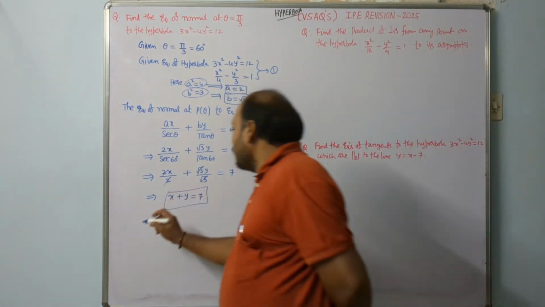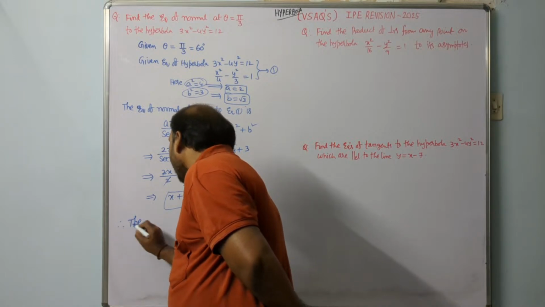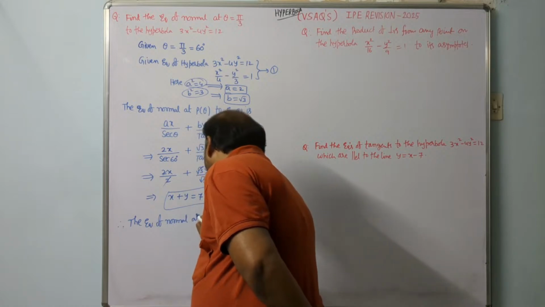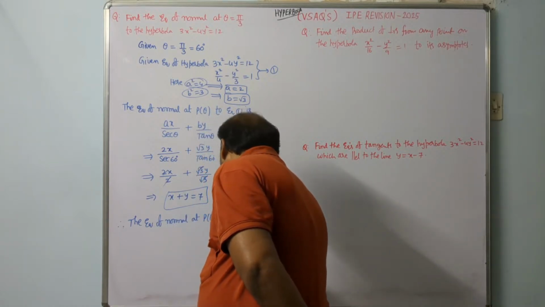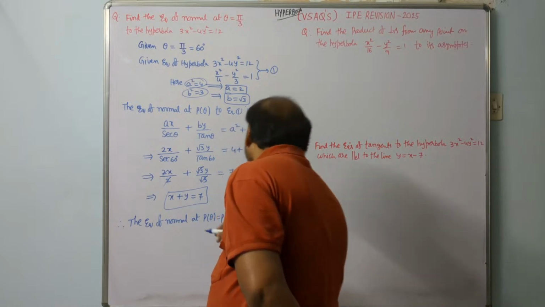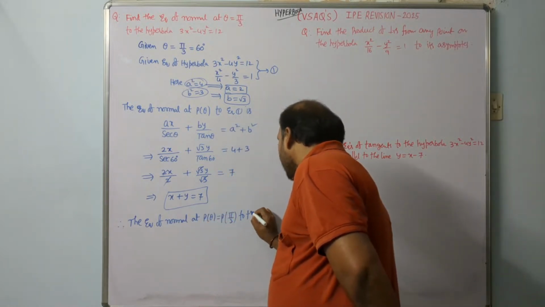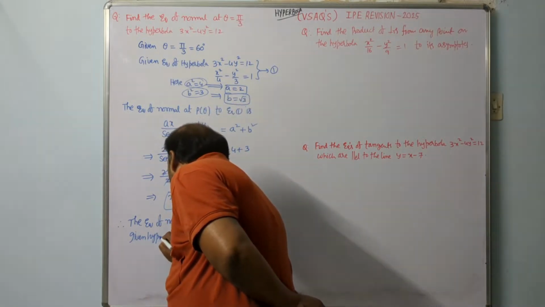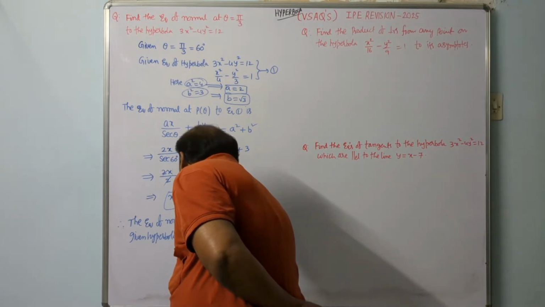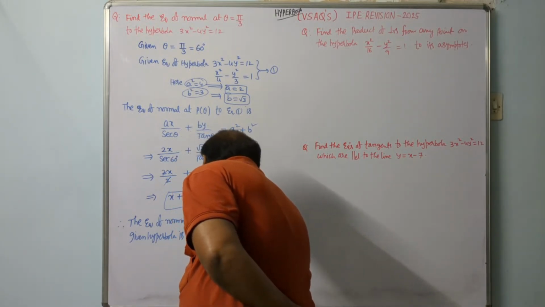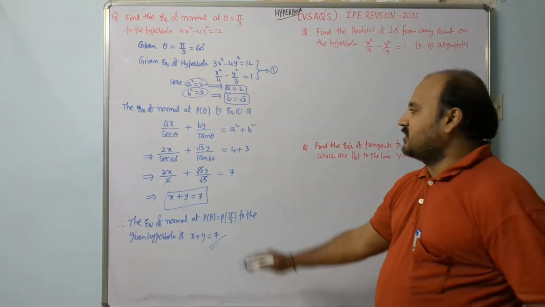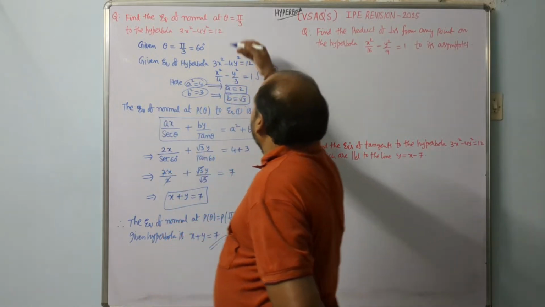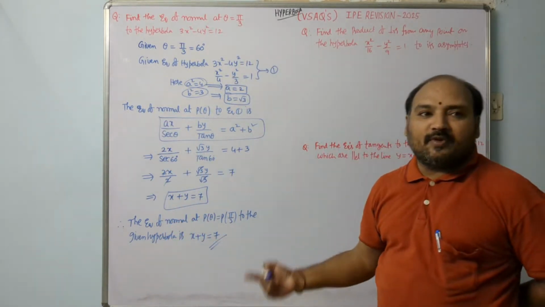Therefore, the equation of normal at P of theta, P of pi by 3 to the given hyperbola is x plus y is equal to 7. So this is the way you can give the clarity, dear students. For writing this formula from here to here, 1 mark, and substituting and simplifying 1 mark.